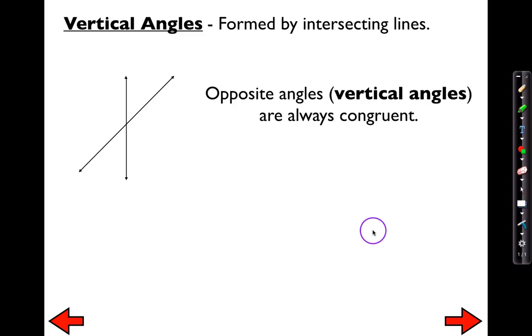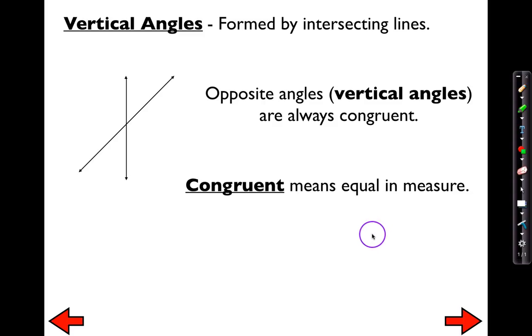Okay, they're basically opposite angles, and something to know about these vertical angles is that they are congruent to one another. Congruent means equal in measure. So here, these angles are congruent. Let me just highlight them for you real quick. So here, this angle is congruent to this angle here, okay?